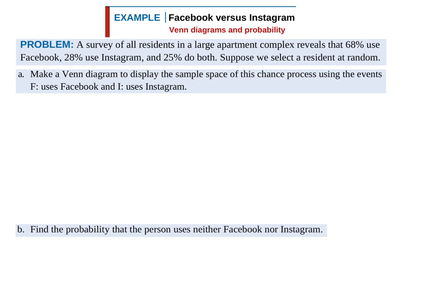One last example, I promise. So remember that example of Facebook versus Instagram in that large apartment complex? Remember, 68% use Facebook, 28% Instagram, and 25% both? A Venn diagram would be really useful here if we were to select a resident at random. So let's make a Venn diagram, and let's find the probability that the person that is selected doesn't use Facebook or Instagram.